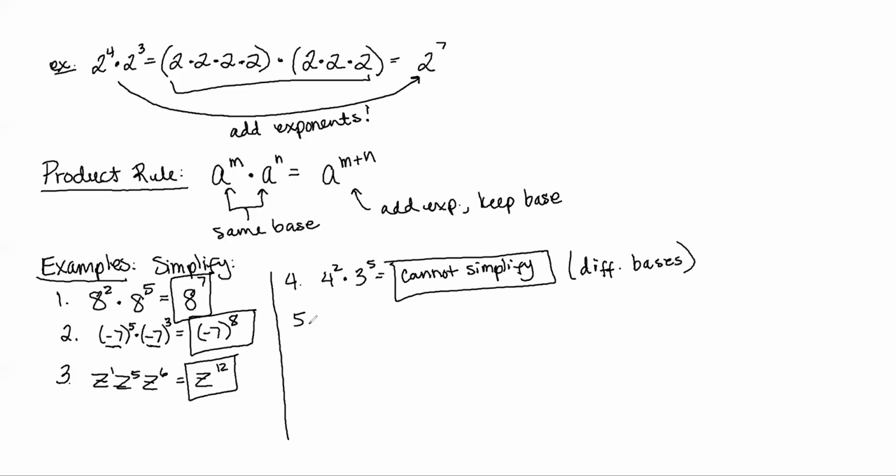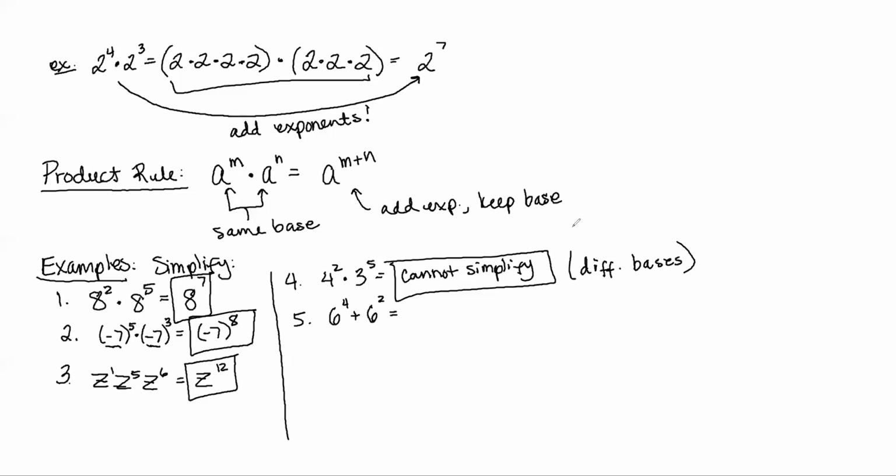And that's always going to be the case with all of our rules. If the bases aren't the same and you can't make them the same, and we'll talk about how to do that later, we can't combine them. And our last one here, this one's another special case. So 6 to the 4th plus 6 squared.